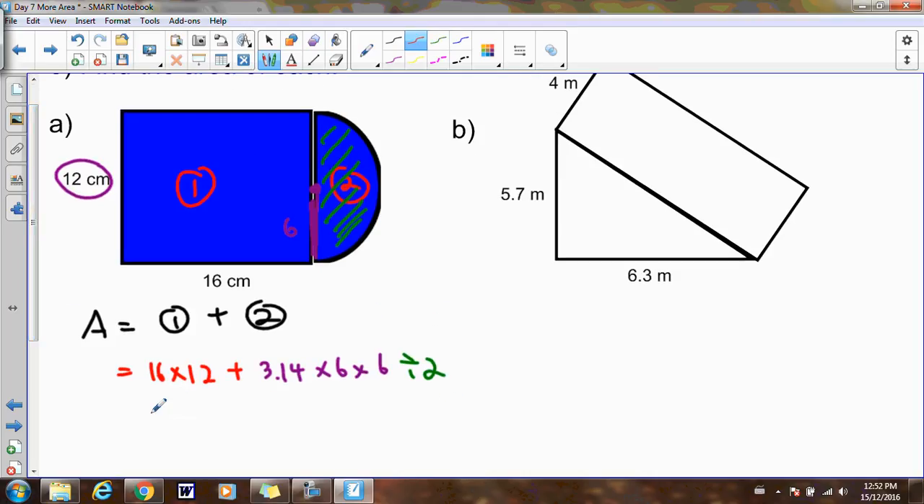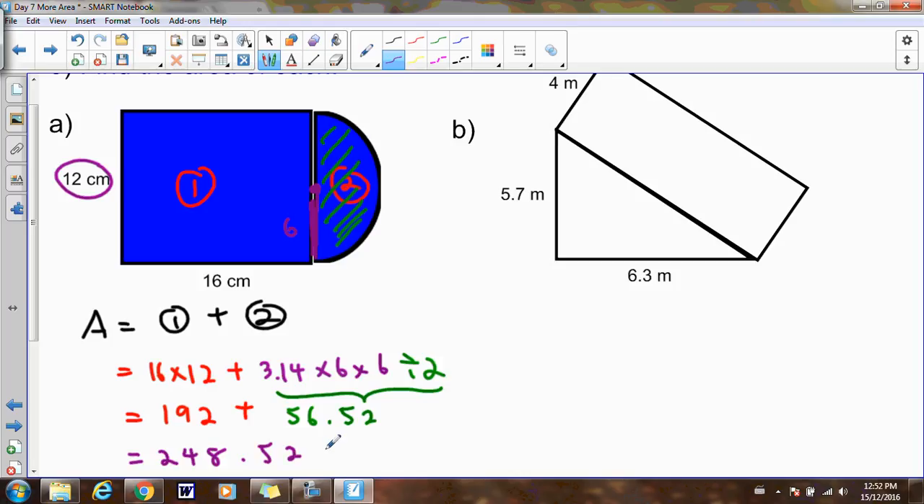So if you do that, you're going to get 192 here, plus this whole thing here, which works out to be 56.52. Add them together, you're going to get 248.52, and it's in centimeters squared. Okay. The next one is the same idea.